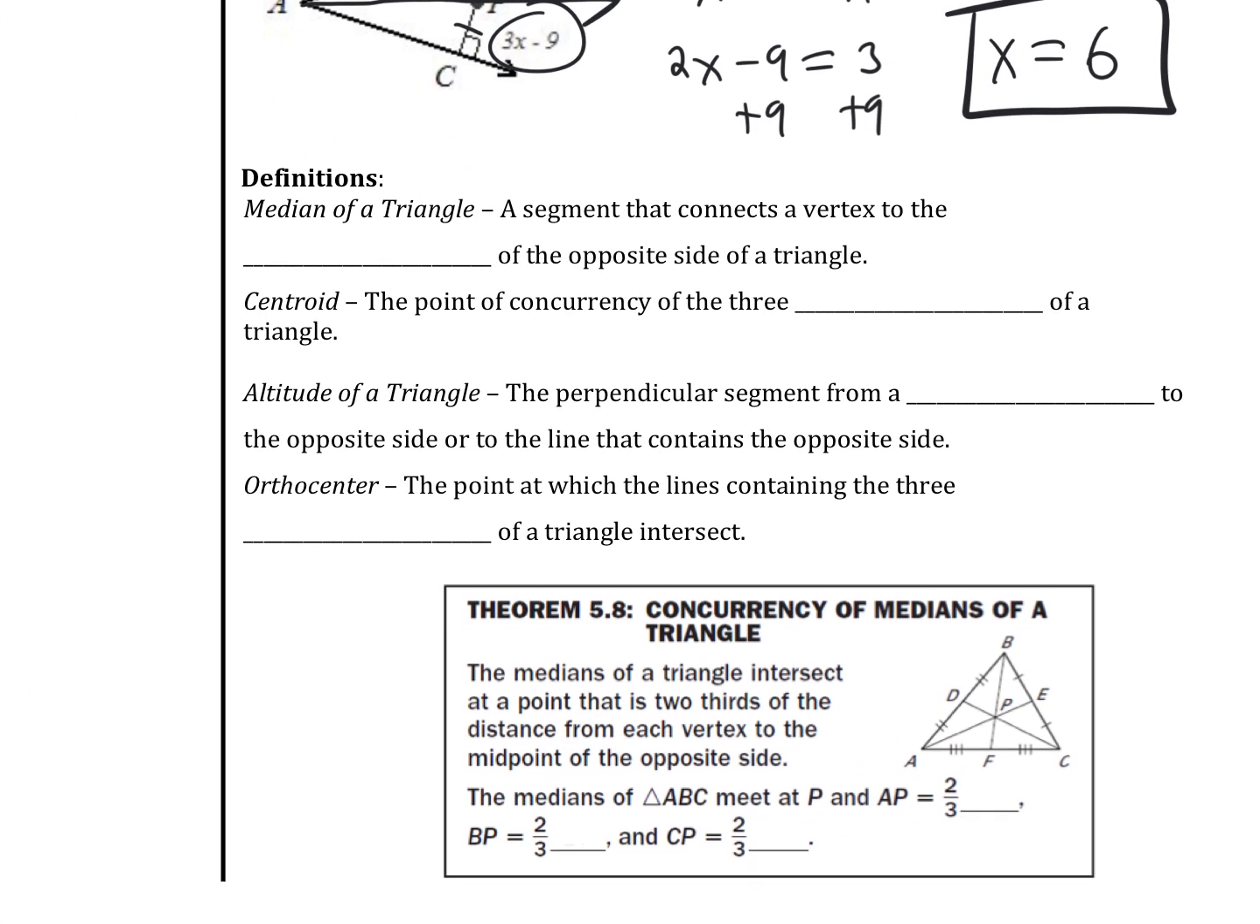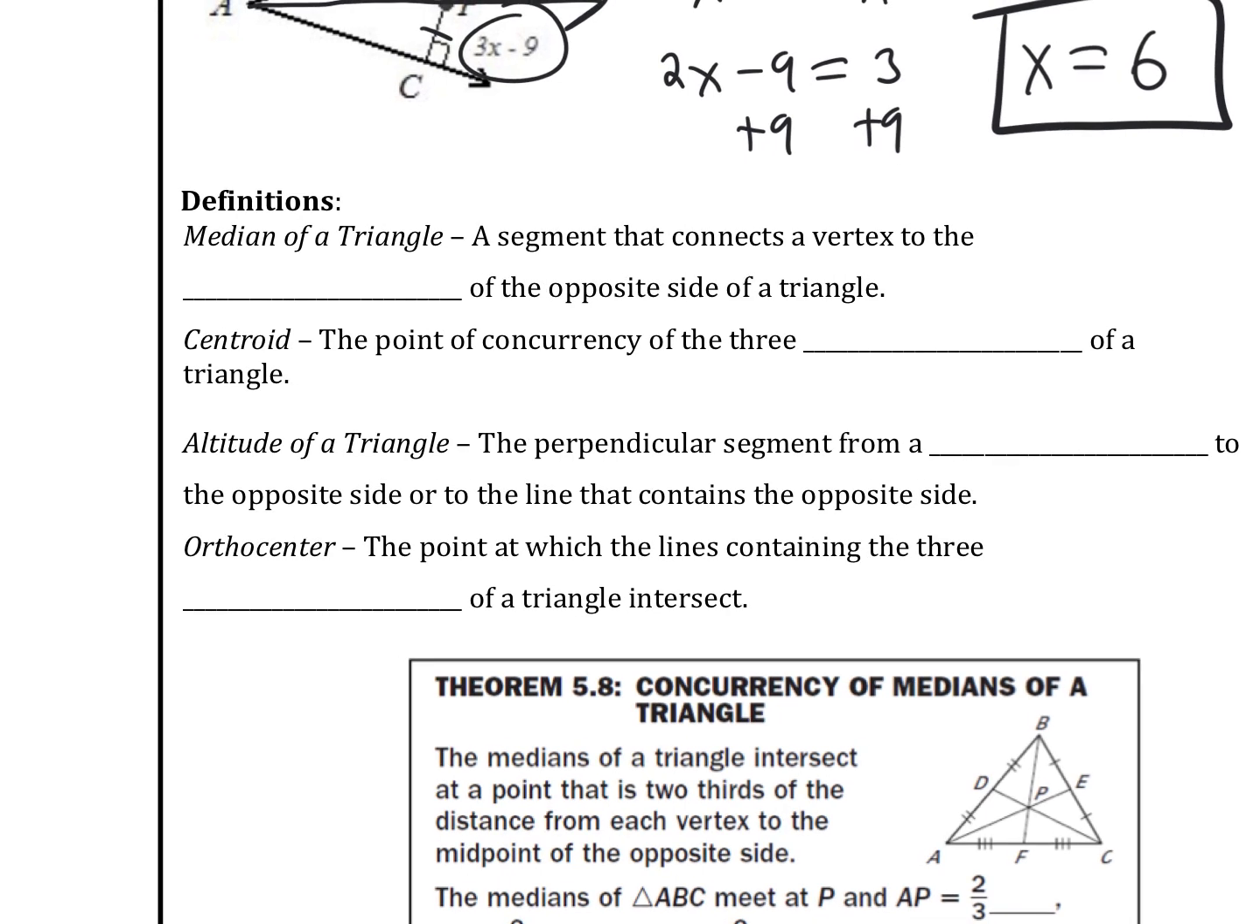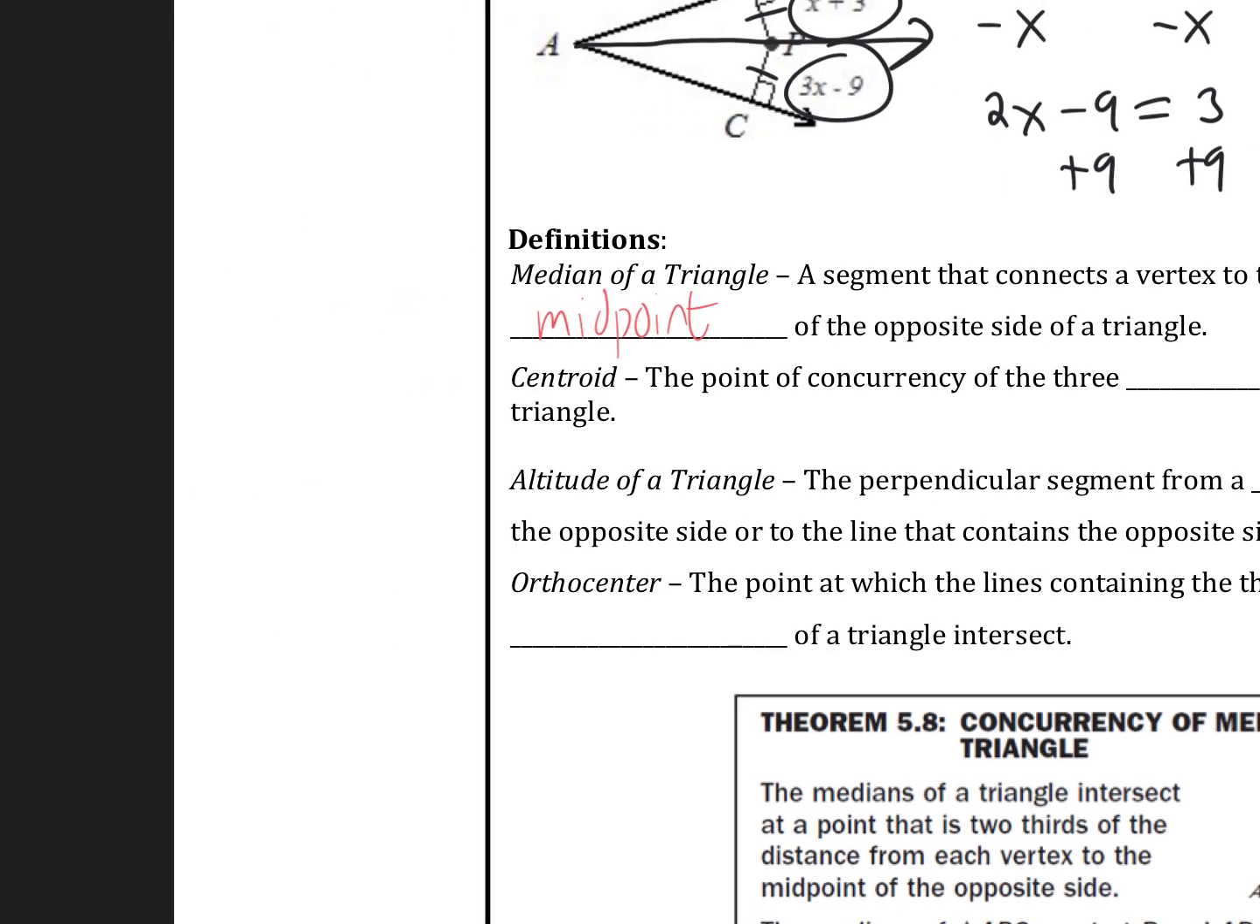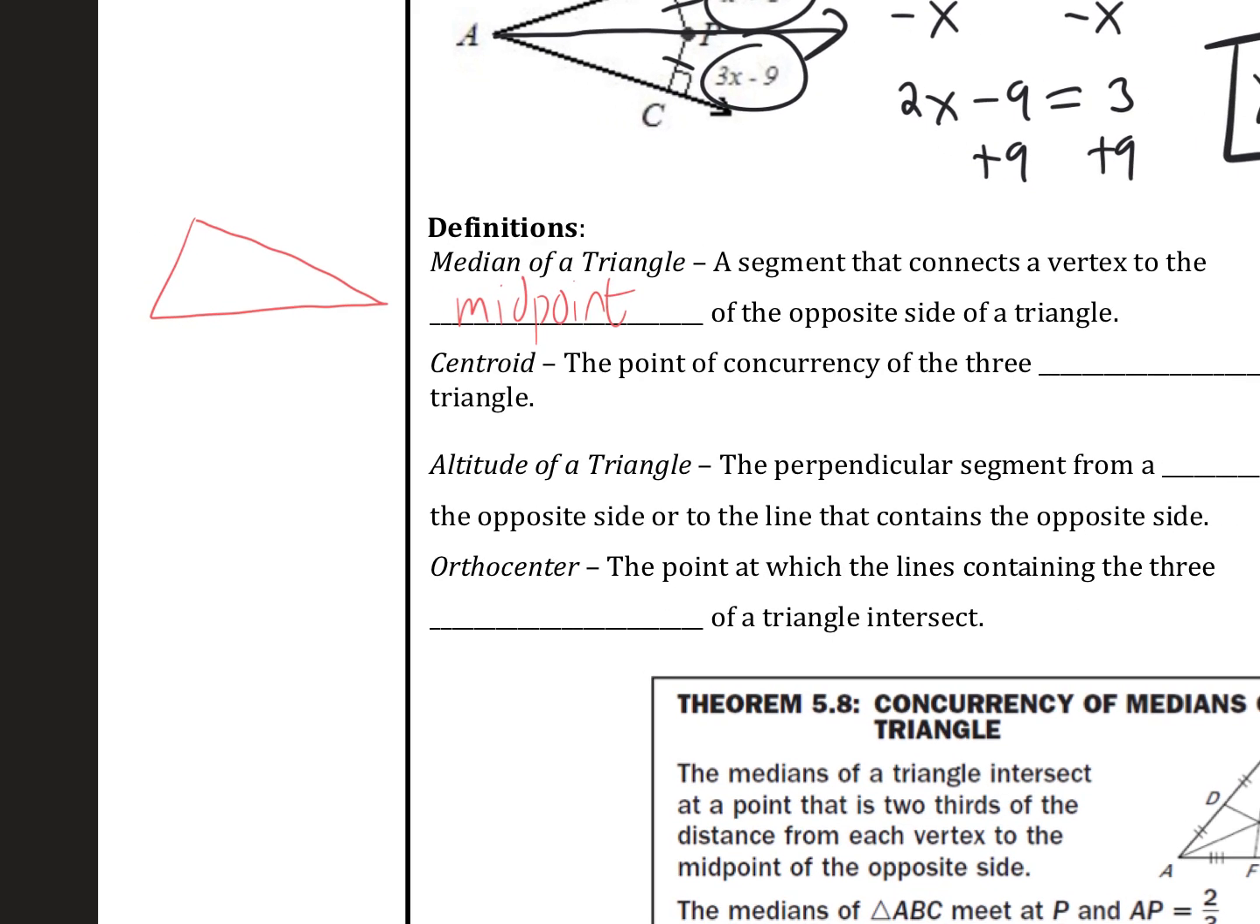Okay, sounds good. Let's get into some definitions now. The median of a triangle is a segment that connects a vertex to the midpoint of the opposite side of a triangle. I'm going to draw a triangle over here to help you visualize this. What does vertex mean? That's a corner, and it's going to go to the opposite side. So say this is the midpoint over here. This is the median. It goes from the corner to the midpoint of the opposite side. That is a median. From the corner to a midpoint of the opposite side.